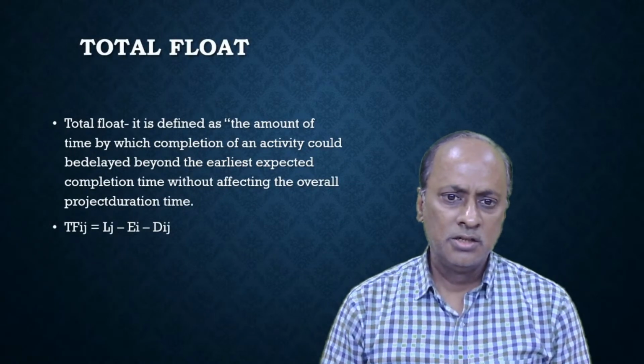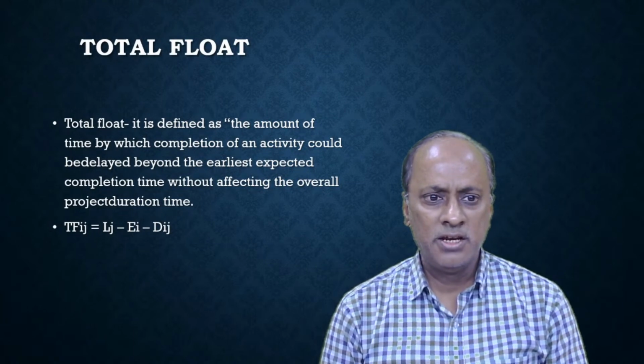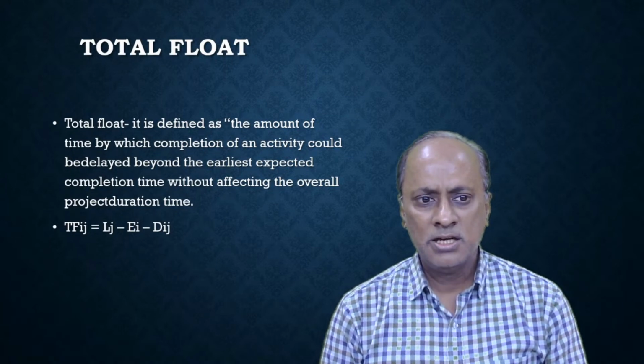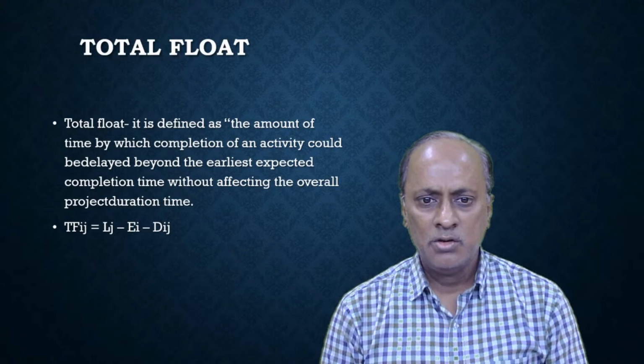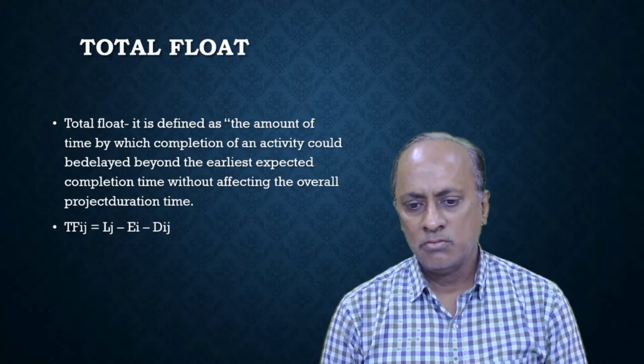So what is total float? Total float is defined as the amount of time by which the completion of an activity could be delayed beyond the earliest expected completion time without affecting the overall project duration time. So it is Lj minus Ei minus Dij.